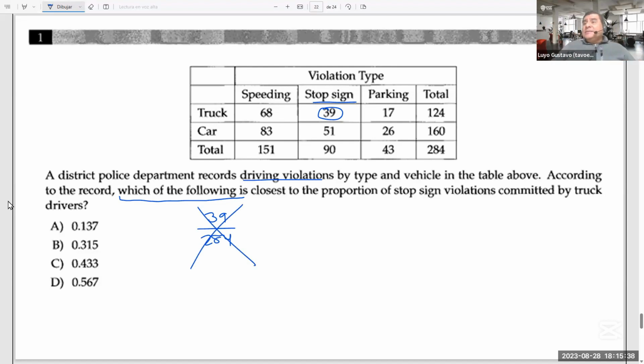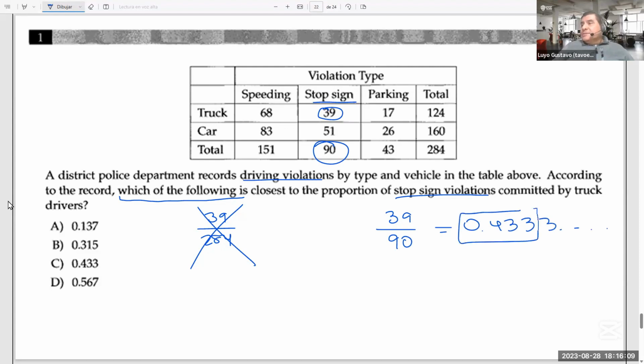It is just 39, that is the stop sign violations committed by truck drivers, divided by the total number of stop sign violations, which is 90. This is what they're asking you here, okay? So if you do the operation in your calculator, you get 0.44433. So you can round this to option C.